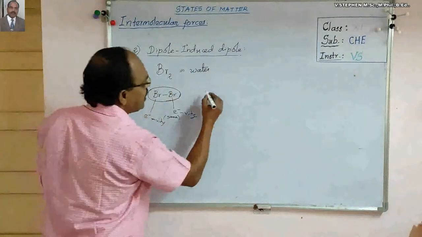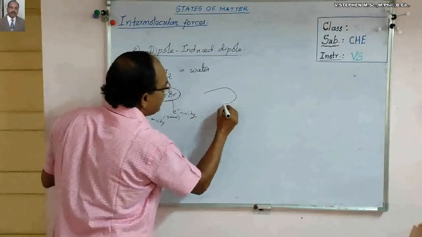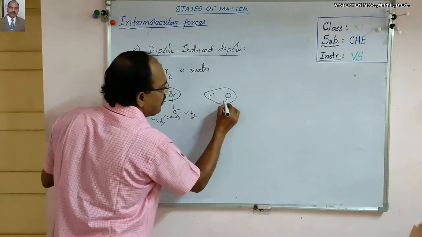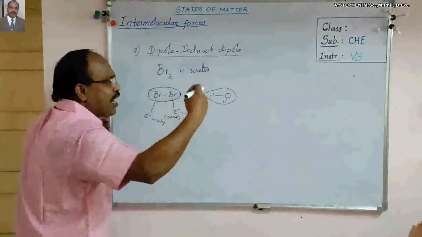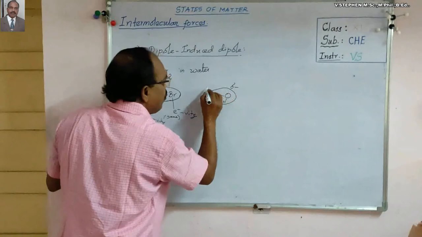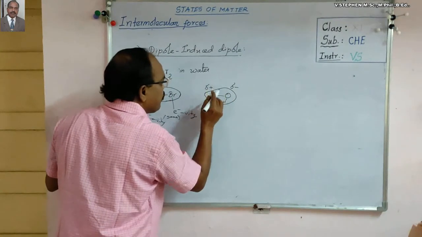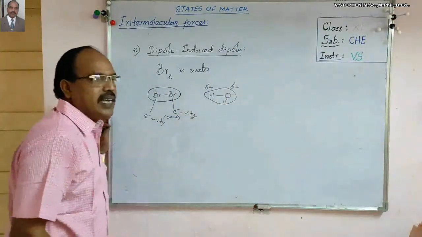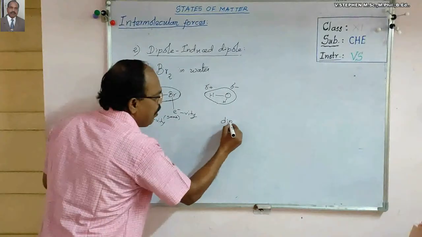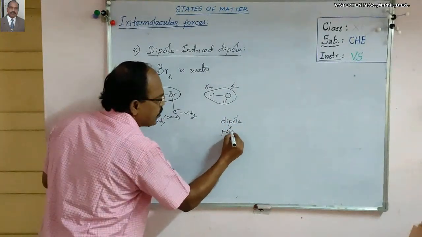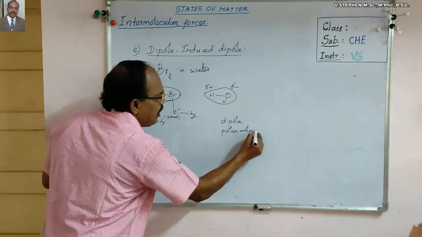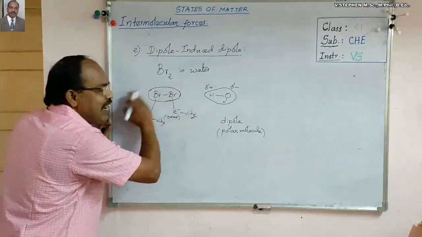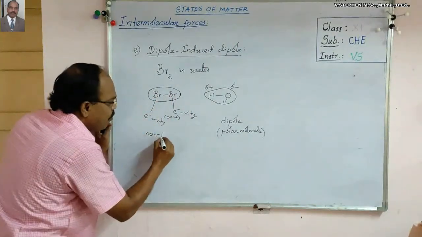But what about water? In the case of water, I told you oxygen has more. So this is oxygen, and here one more hydrogen will be there, H2O. Oxygen is more electronegative, so it will pull the electron cloud strongly. So the hydrogen side will be positive, with low electron density, and the oxygen side has high electron density. So here it is a dipole, or we can say water is a polar molecule, and bromine is a non-polar molecule. Non-polar means no polarity, an equal amount of electron density.